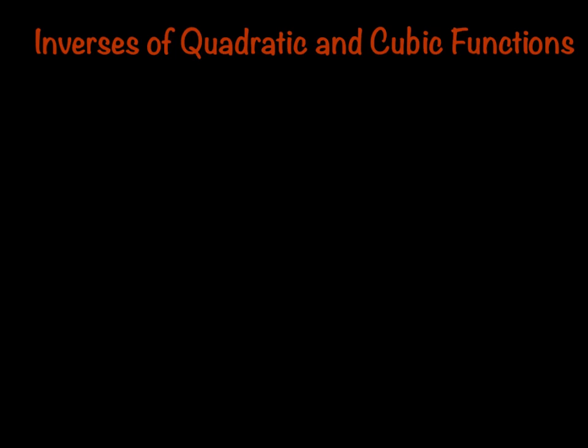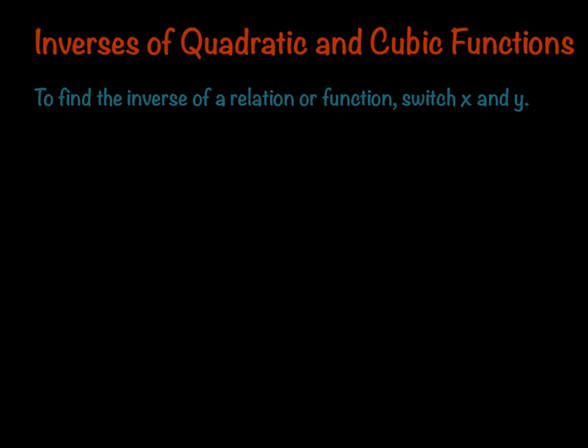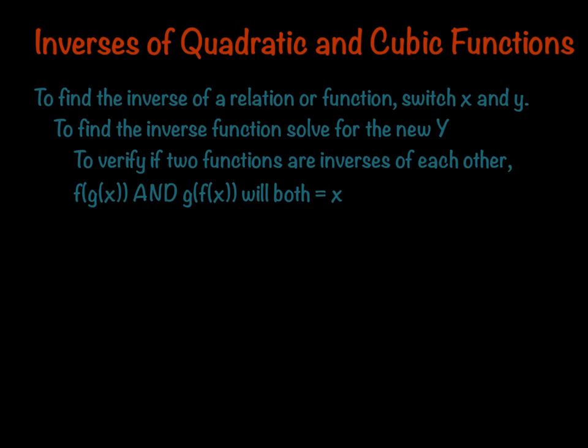But some quick review: to find the inverse of a relation or a function, all you have to do is switch your x and y. And then if it's a function and you want to find the inverse function, you then solve for the new y. And remember, to verify if two functions are actually inverses of each other, if you plug g into f, and if you plug f into g, they will both equal x when you simplify them.